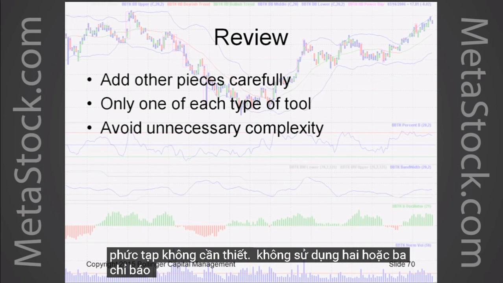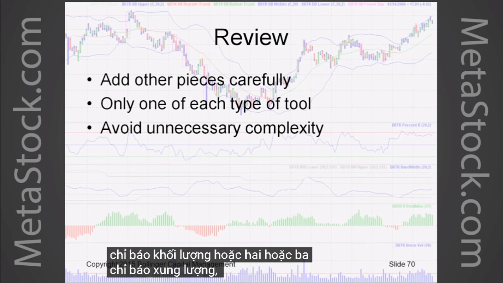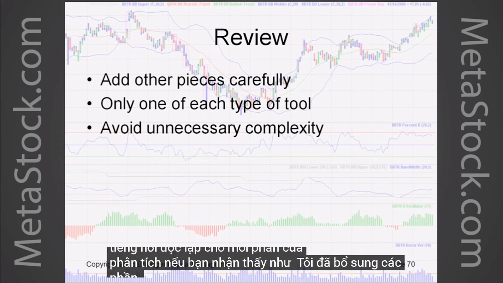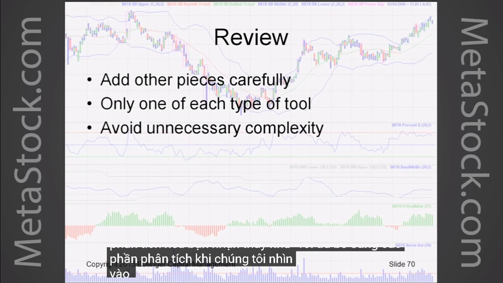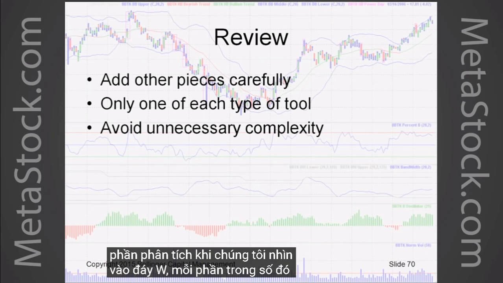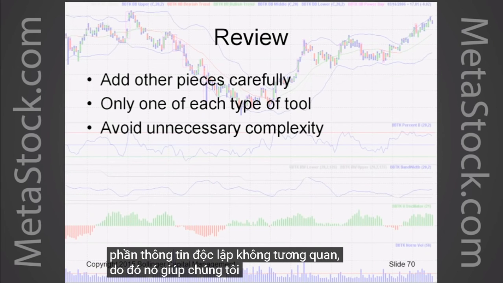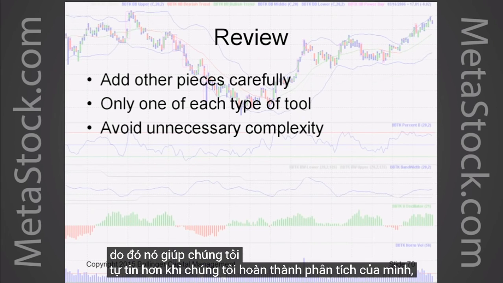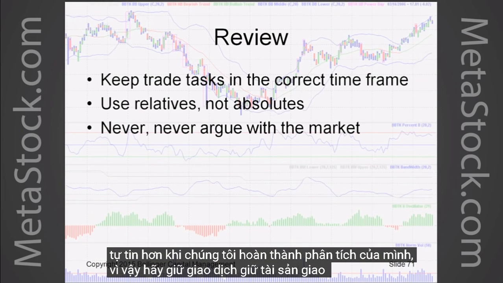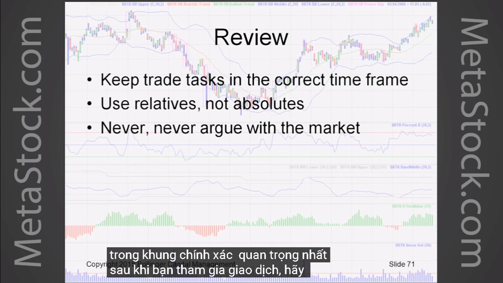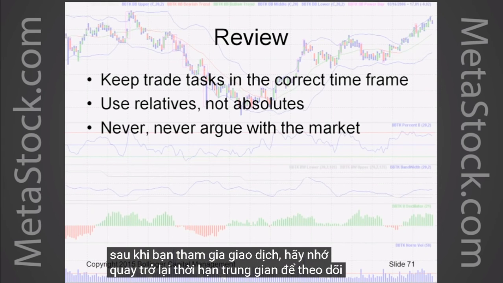Don't use 2 or 3 volume indicators or 2 or 3 momentum indicators. Use one volume indicator, one momentum indicator, independent voices for each piece of the analysis. If you notice, as I added up the pieces of the analysis when we looked at the W bottom, each of those was a non-correlated independent piece of information. Thus, it gave us greater confidence as we completed our analysis. So keep your trade tasks in the correct frame. Most importantly, after you enter a trade, remember to go back to the intermediate term to monitor that trade.